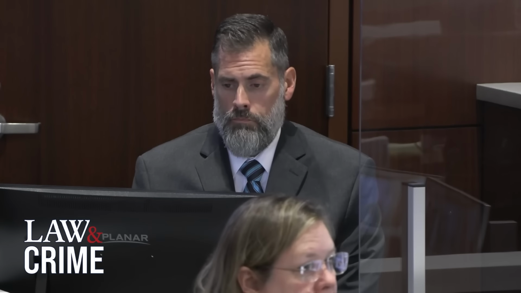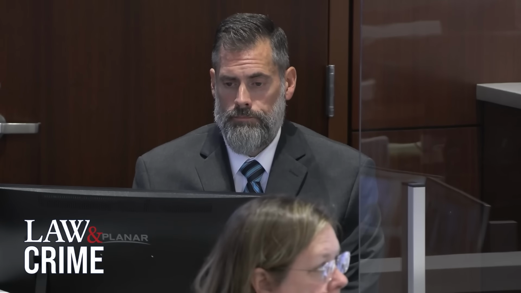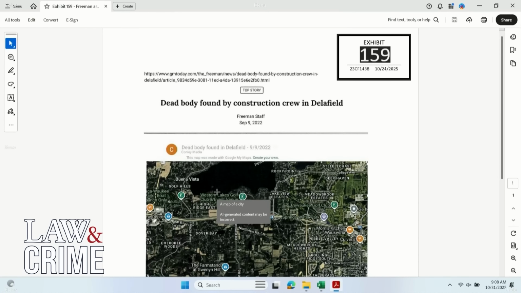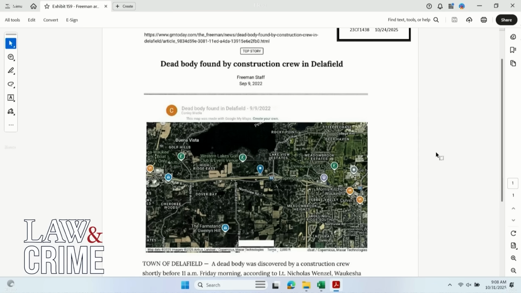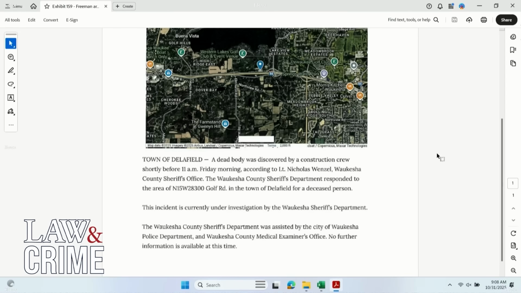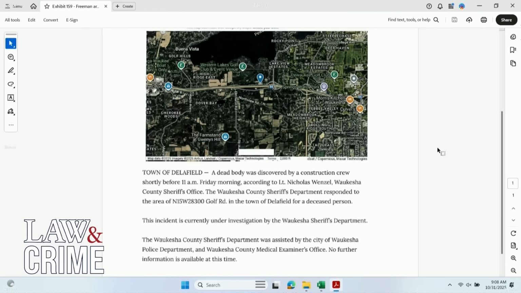So we see the headline of the article, correct? Correct. And that's the exact way it was termed or phrased in Mr. Pahl's web history, correct? Correct. Okay, and then if we could scroll down, please. What's in the middle of that picture? What's depicted there? That would be the overview of a location where the body was discovered.